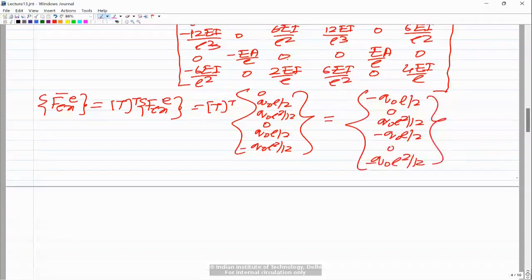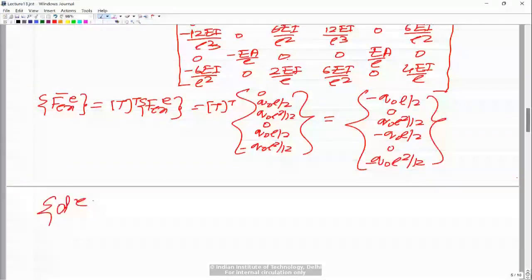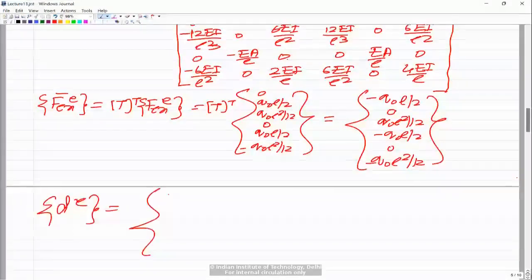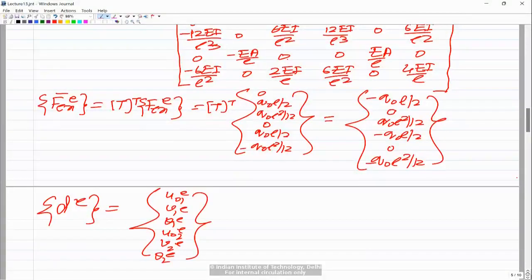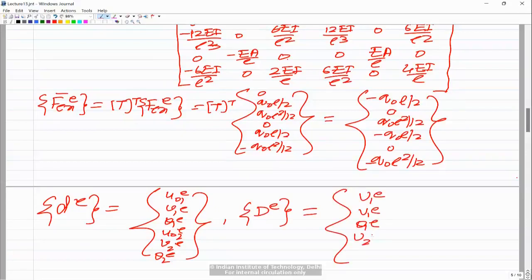And we have already said that dE for the first element is the vector of degrees of freedom in the local coordinate system. So u naught 1e, v1e, theta 1e, u naught 2e, v2e, and theta 2e. So this is the vector of degrees of freedom in terms of the local coordinate system, and the degrees of freedom vector in terms of global coordinate axes is this: capital U1e, V1e, theta 1e, U2e, V2e, and theta 2e.